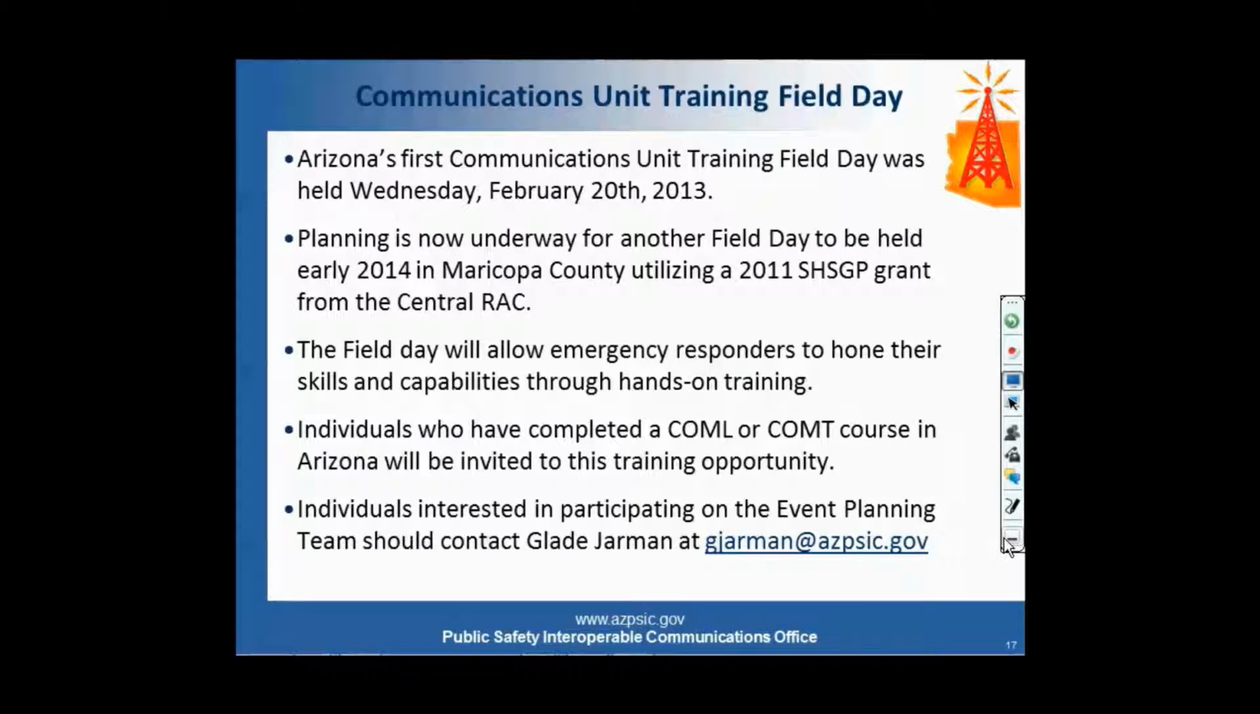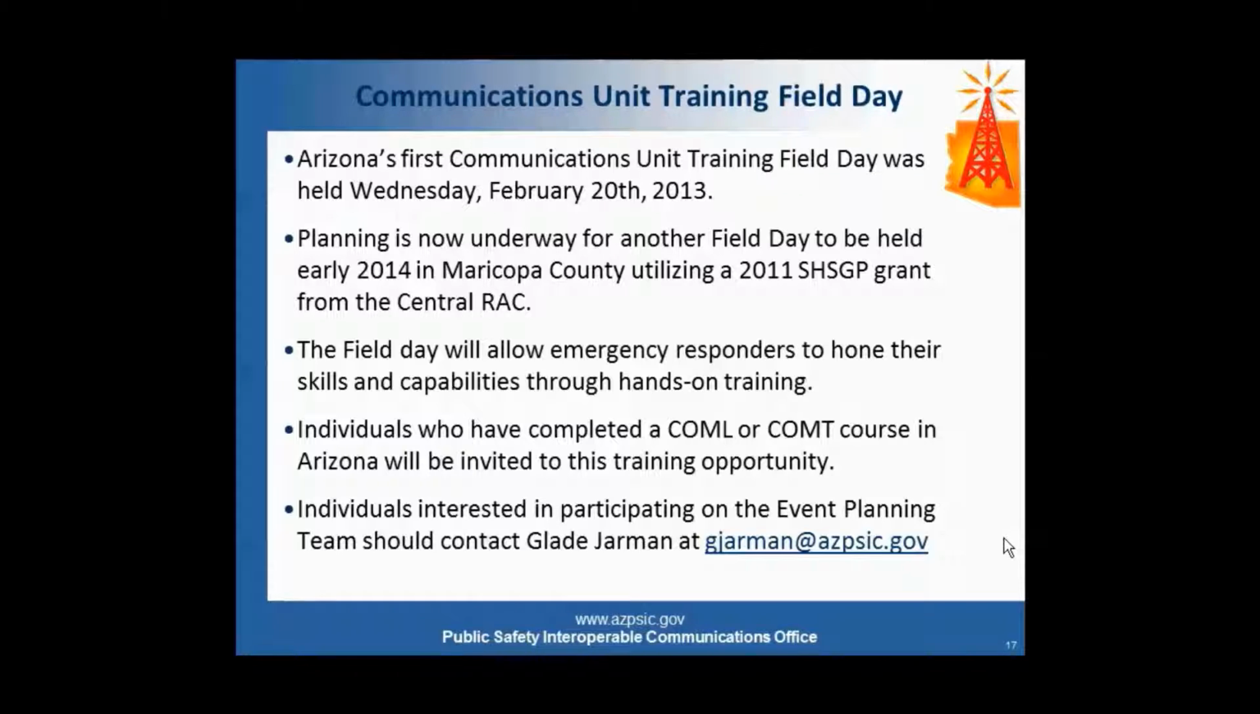We had the training field day, which was a big success, and we appreciate all those who worked on that, and wanted to say thank you for all those who spend their time, and thank you to the agencies that allowed their people to attend that and to work there. Planning is now underway for another field day.